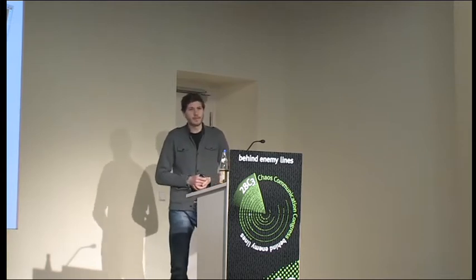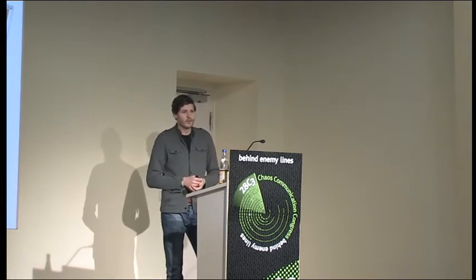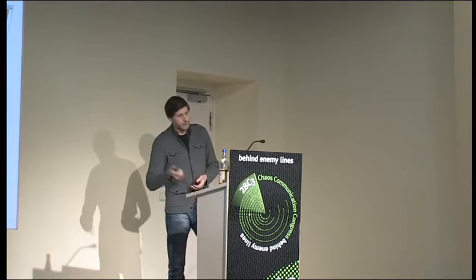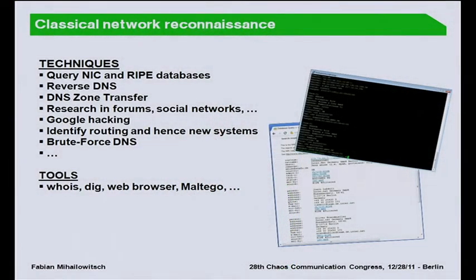Then we have the classical information sources: just Google for it, search forums, search social networks. Or, for example, you could send packets to the systems and analyze how they are routed, which hops they take, and hence maybe identify new routers and new components, which might be hosted in additional network segments, and hence identify new networks as well. Or you could brute force DNS names and all that kind of stuff. So that's nothing new. That's been there for years.